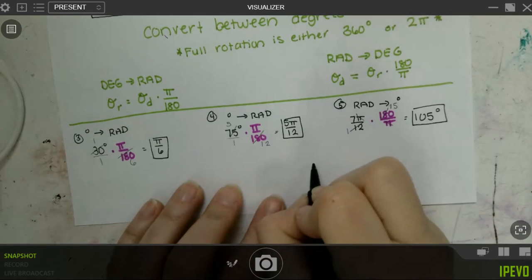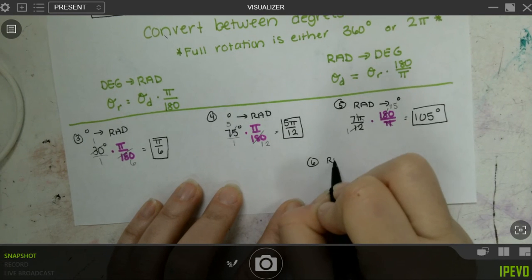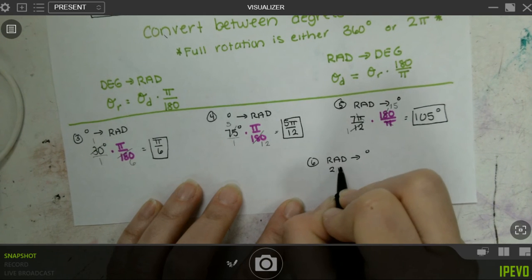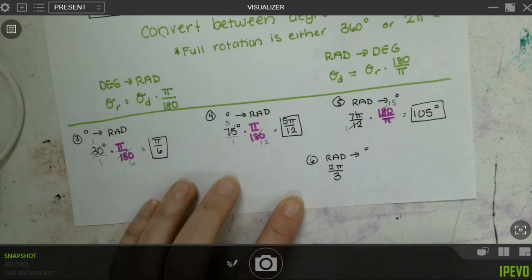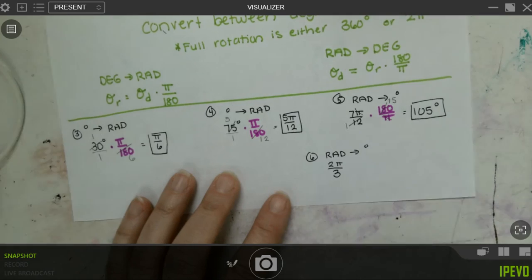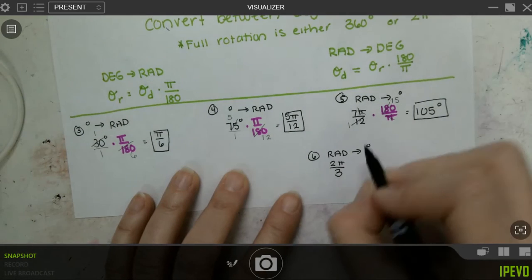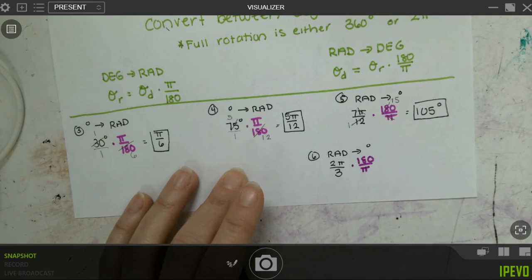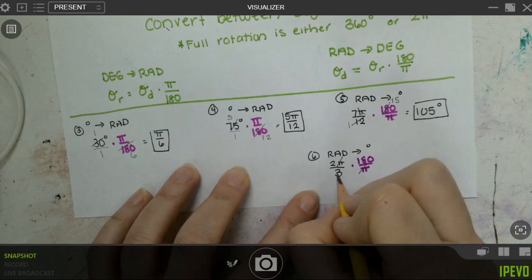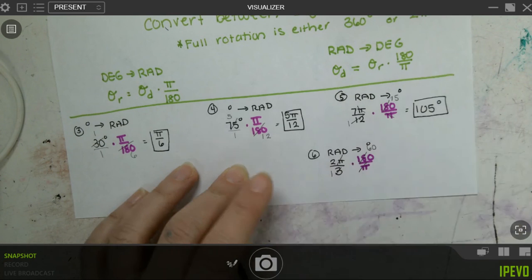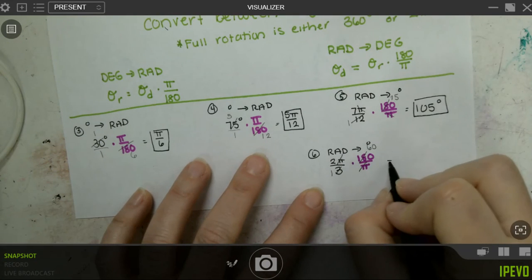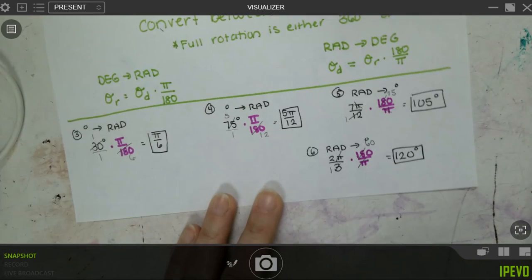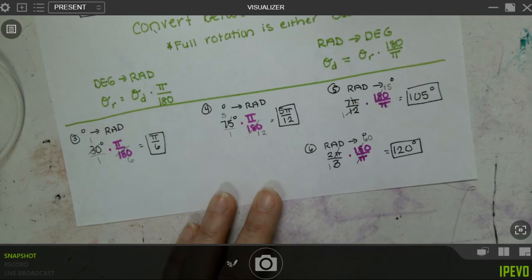All right, number 6, you try this one and then come back and check your answer. We're going to do 2 pi over 3. All right, pause and go ahead. All right, welcome back. Remember, when we're converting this way, our pi is in the bottom, so we can cancel it. We're going to simplify and multiply it back through. So 2 pi over 3 is equal to 120 degrees.